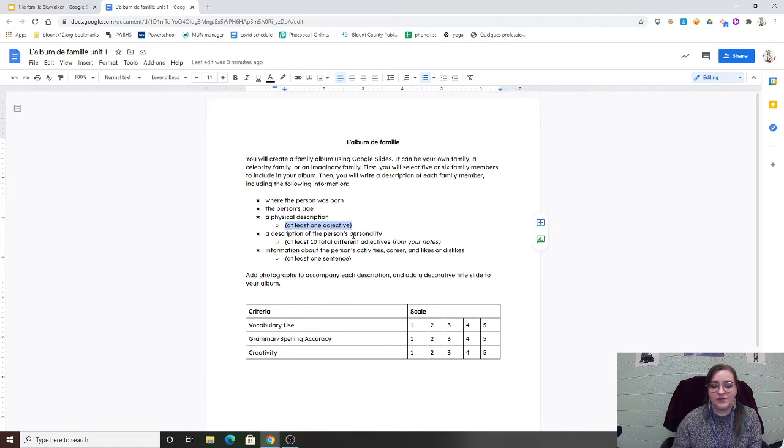Then I want a description of the person's personality. You know approximately 900 adjectives that can describe a person's personality, so I want a total of at least 10 different adjectives. Okay, so that means if you have 5 family members, you should have 2 different ones for each of them. And just like last time, these should be from your notes. They should be adjectives you know, things either I have given you or you learned in French 1, not things that you have usually erroneously looked up and don't actually understand the meaning.